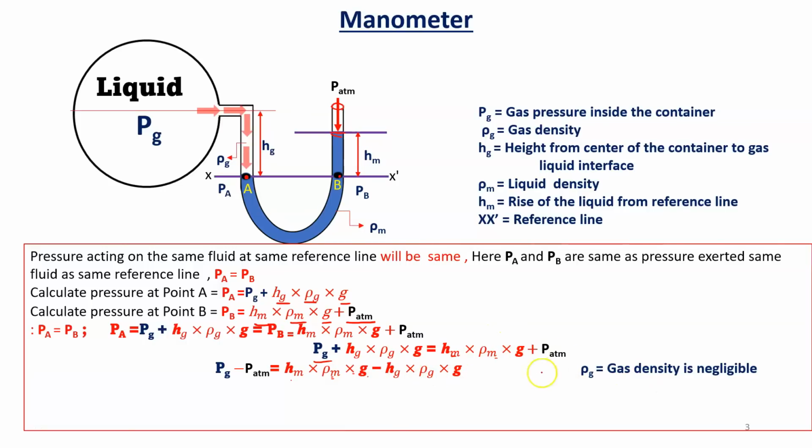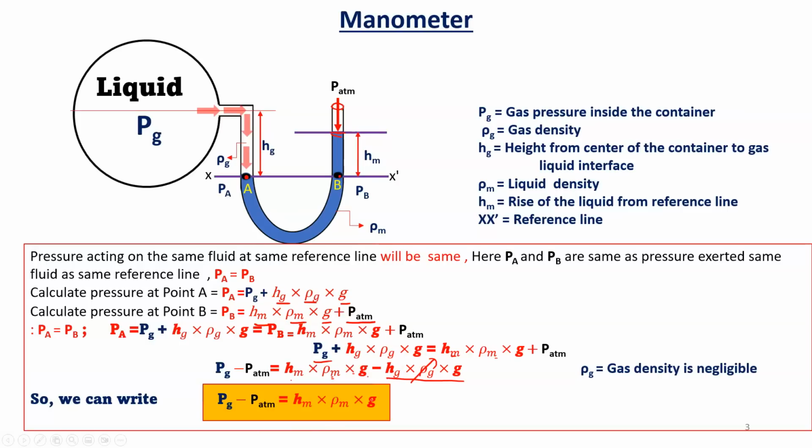Now again, if gas density is negligible, this term will be cancelled out. So we will get PG minus P atm is equal to hM into rho m into g. So that is actually called gauge pressure. Gauge pressure, right? And PG is actually the absolute pressure. So absolute pressure is equal to P atm plus gauge pressure.